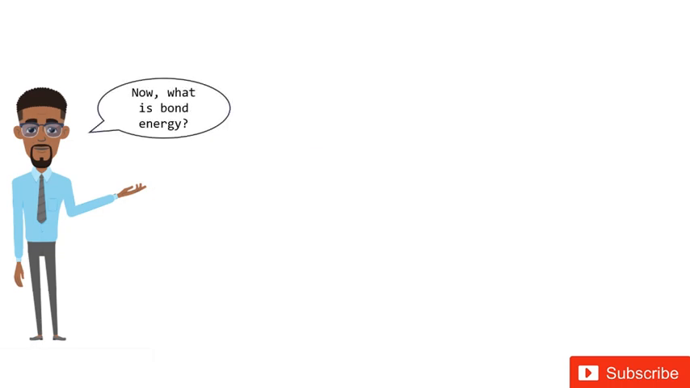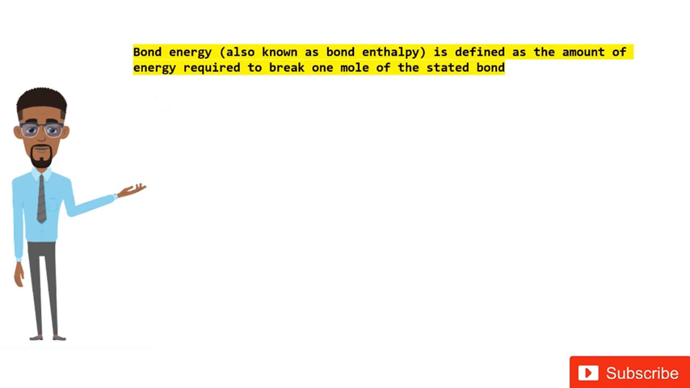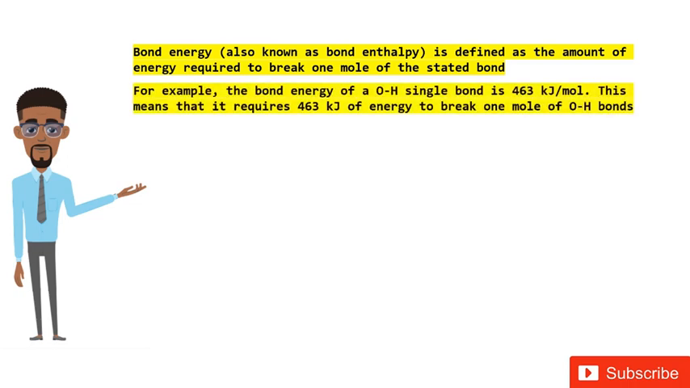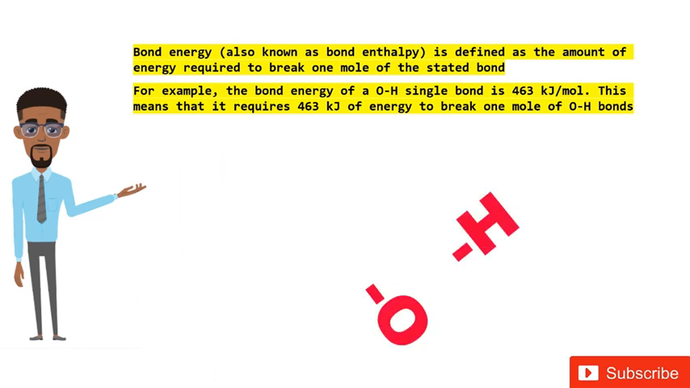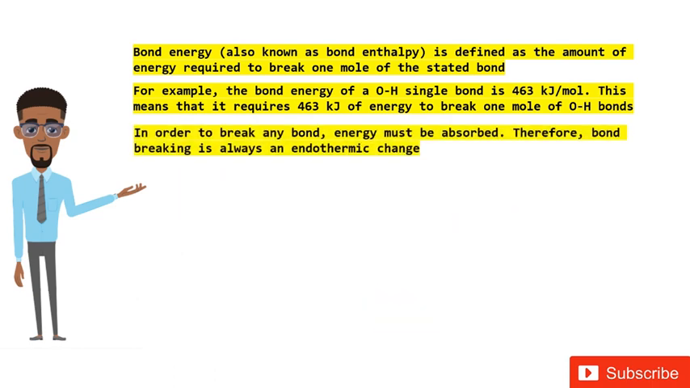Now, what is bond energy? Bond energy is defined as the amount of energy required to break 1 mole of the stated bond. It's simply the energy needed to break a bond. For example, the bond energy of the O-H single bond is 463 kilojoules per mole. This means that it requires 463 kilojoules of energy to break 1 mole of O-H bonds.